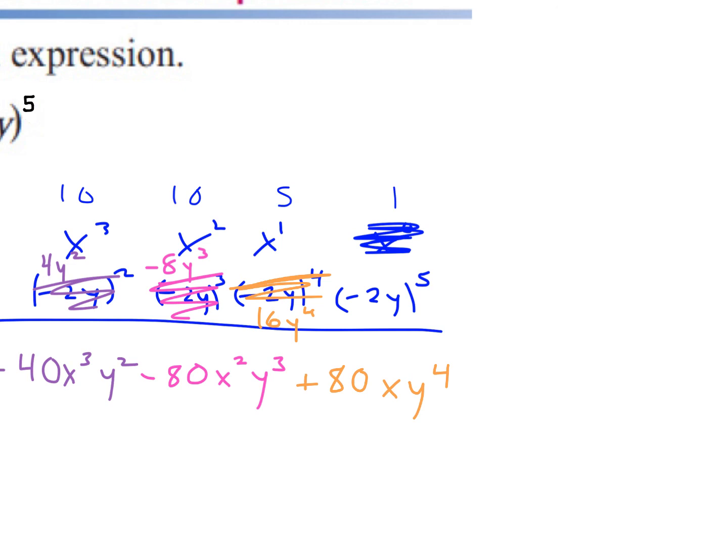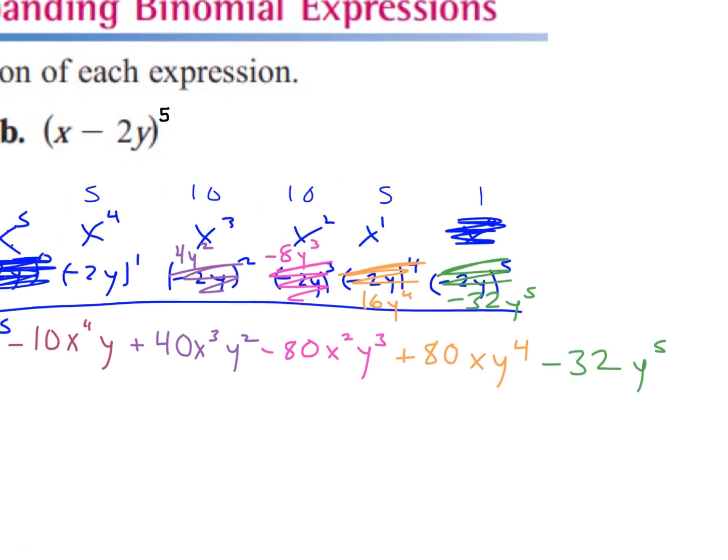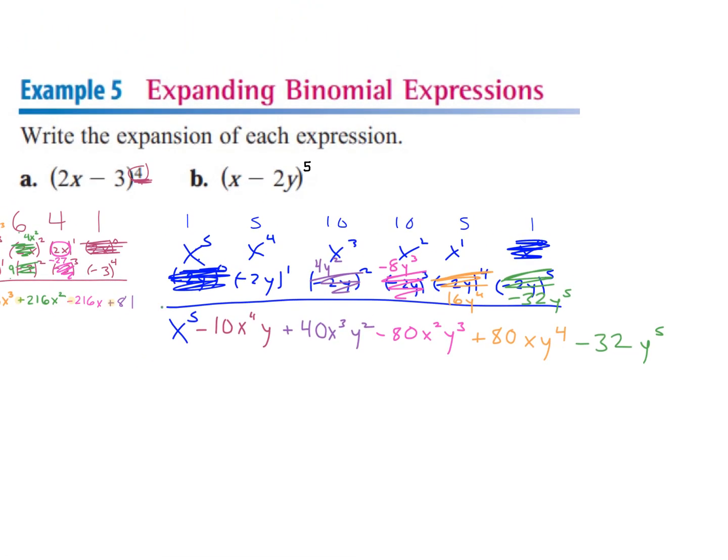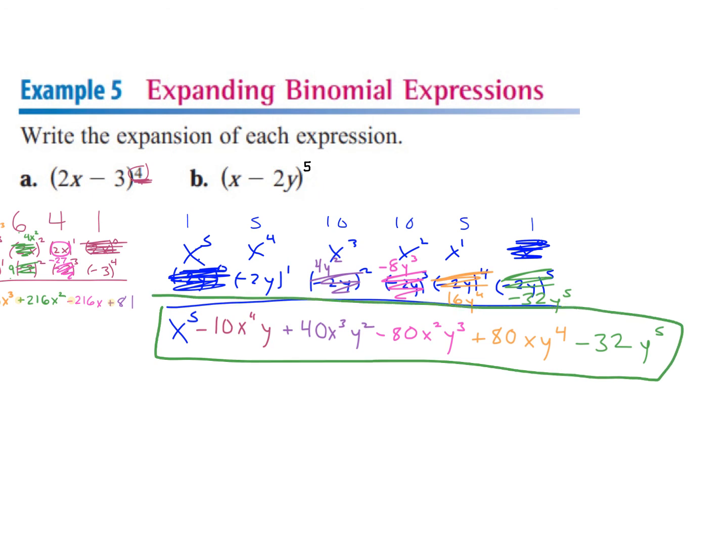And then last, 1 times negative 2y to the 5th power. What's negative 2 to the 5th power? Negative 32. And then y to the 5th power. 1 times negative 2 times y to the 5th power is just negative 32y to the 5th power. So that's our answer.